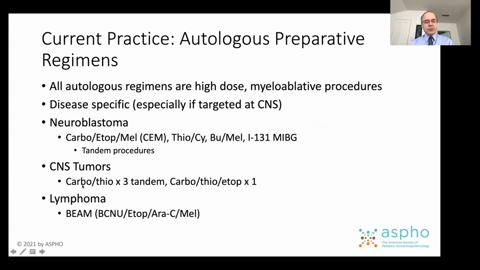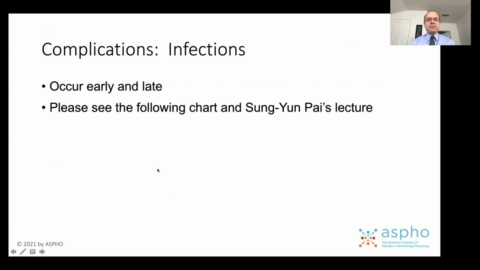For CNS tumors, carbo-thiotepa combinations, including tandems of three of these in a row, or carbo-thiotepa-etoposide has also been used. Lymphoma, one of the most commonly used ones is something called BEAM: BCNU, etoposide, Ara-C, and melphalan.